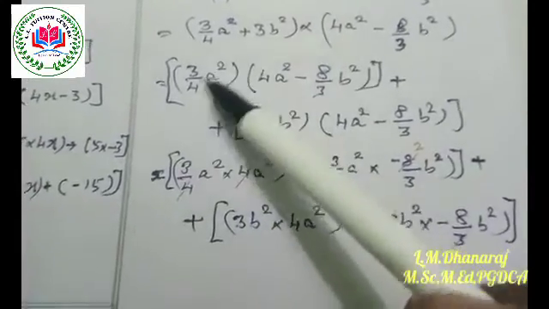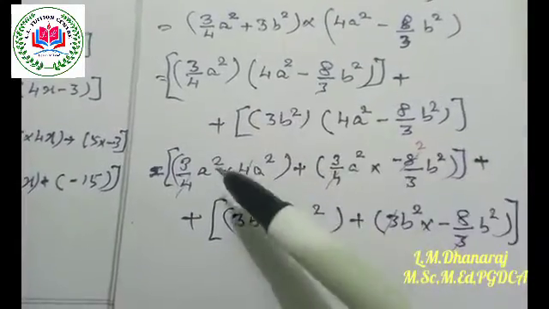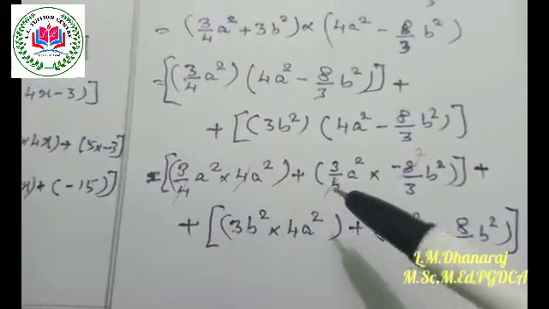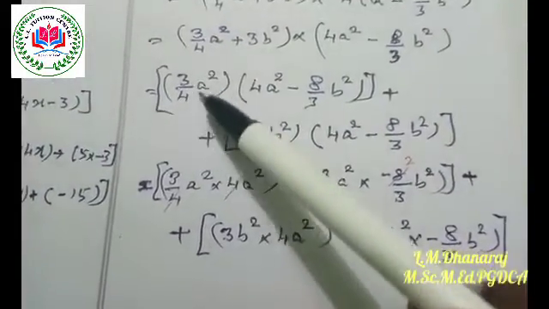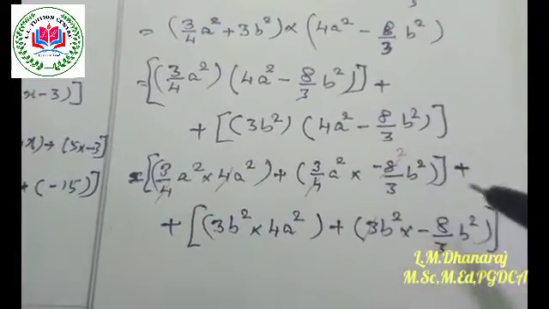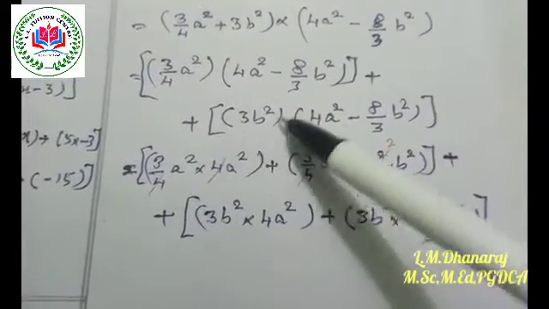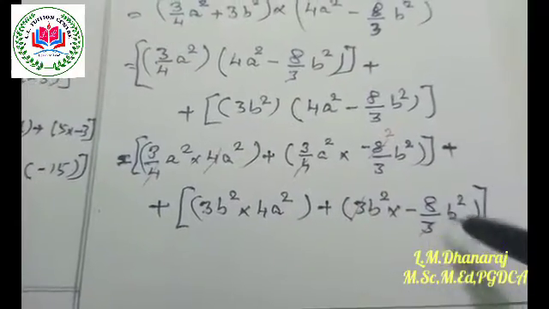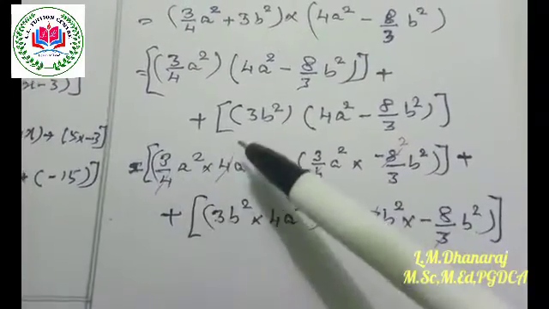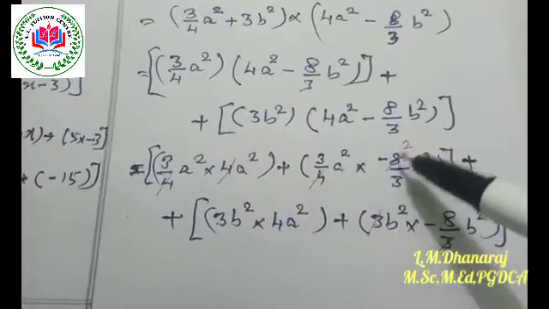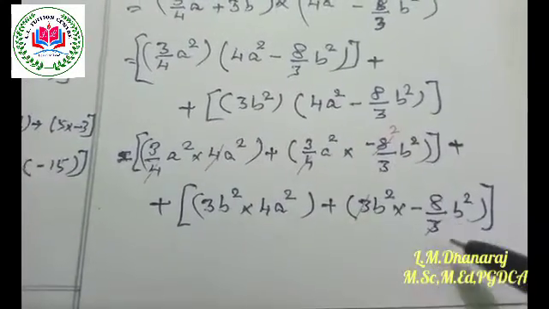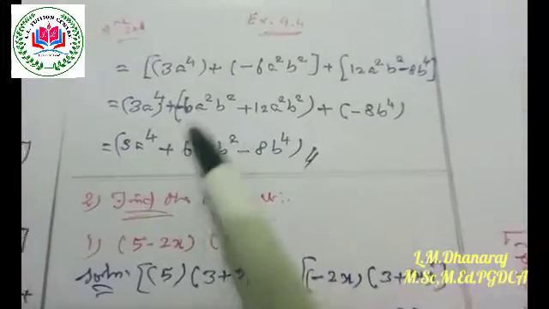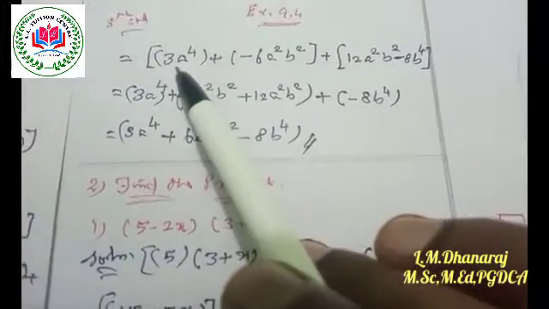Now we have to multiply 3 by 4A square into 4A square, 4 can be cancelled, so 3A power 4. Okay. And here also 3 by 4A square into minus 8 by 3B square, plus 3B square into 4A square, plus 3B square into minus 8 by 3B square. Now we can cancel this 4 with 4 and 4 with 8, that is 2 times, and here 3 with 3 we can cancel. So the next step is only 3A square is remaining.